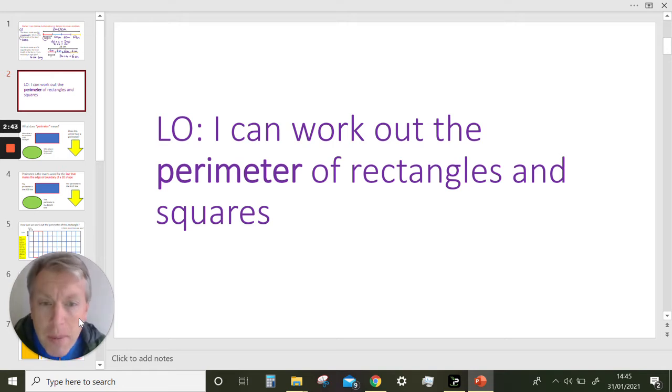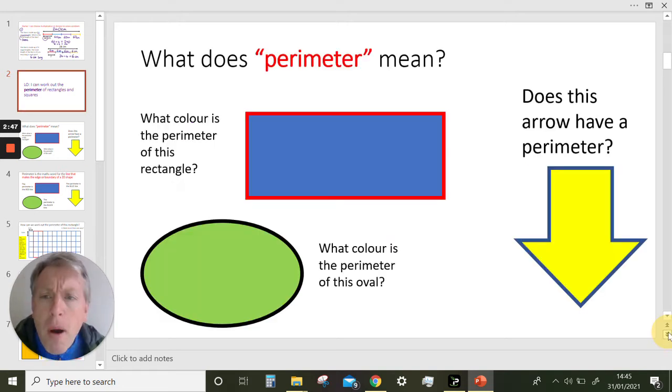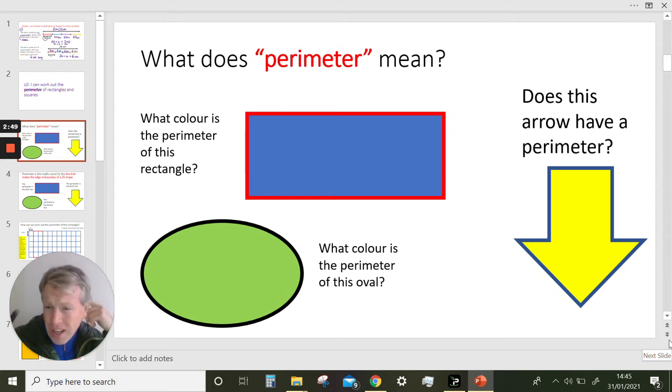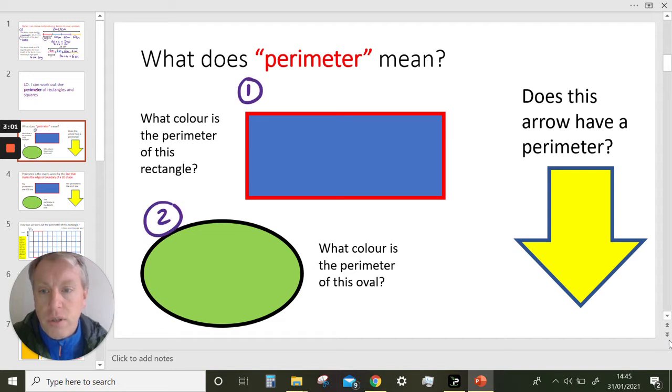And today we're going to be really looking at rectangles and squares. Let's remind ourselves. Pause the video, try and answer these questions. What does perimeter mean? And I've got 3 shapes. Shape 1, shape 2, and this arrow is another shape, shape 3. What colour is the perimeter for each of those 3 shapes? Pause the video, have a go.